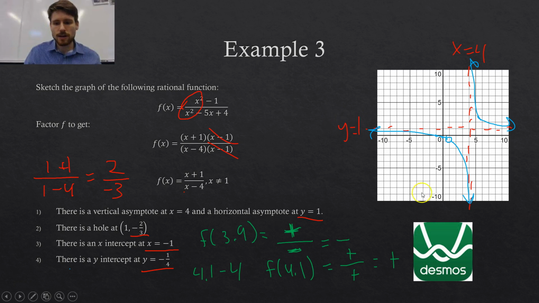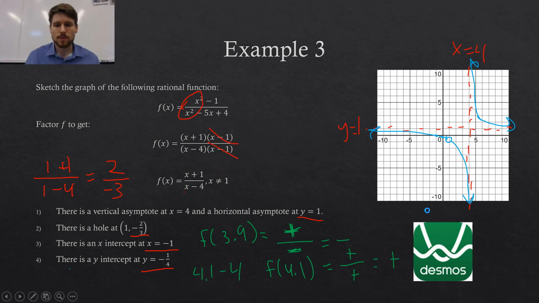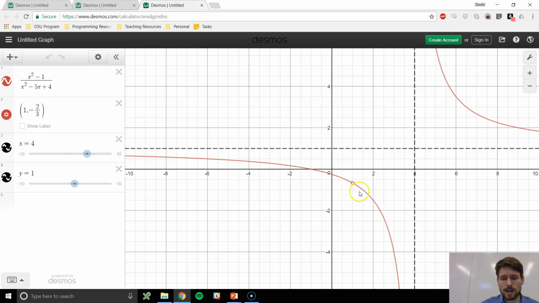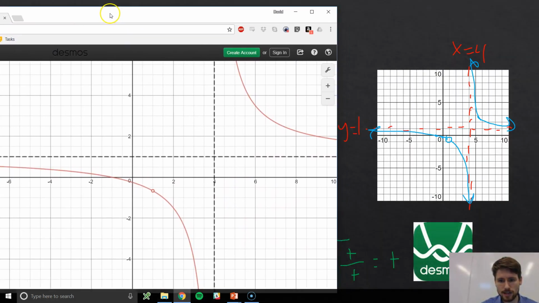All right, let's go ahead and see how we did. Contacting the server for information. It needs to know where the link is going. Zoom down here. Okay, there's our graph. Let's see if I can look at them at the same time. We've got, yeah, that's not bad.